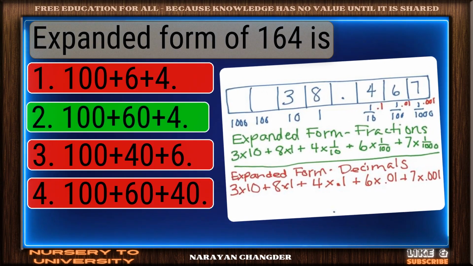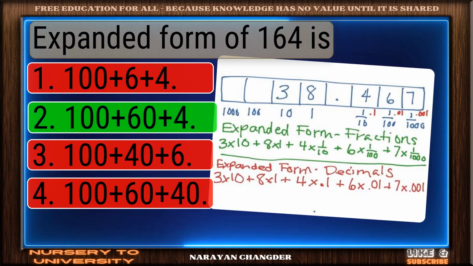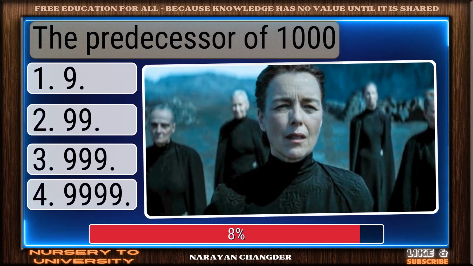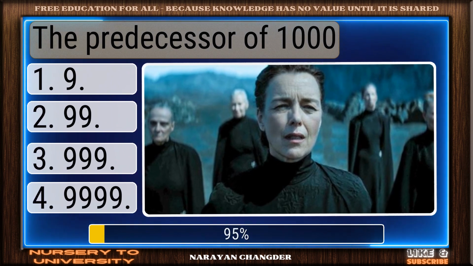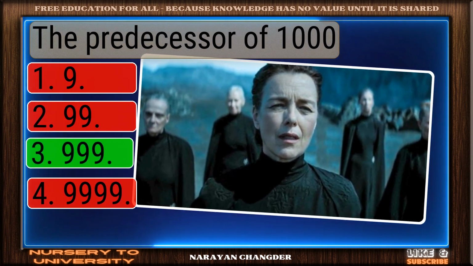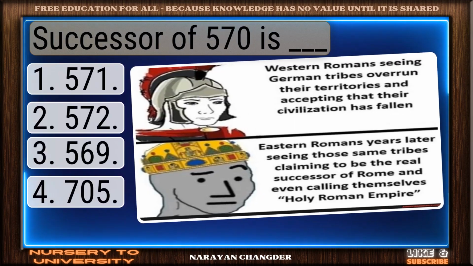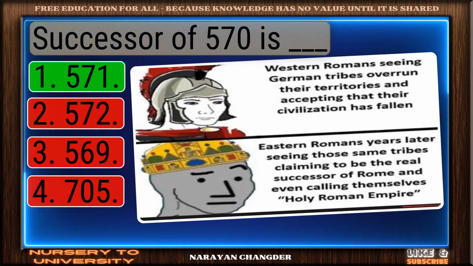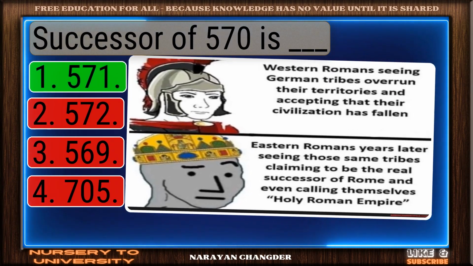Strong choice. 100 plus 60 plus 4 is the right answer. The predecessor of 1000. Exactly. 999 makes sense and it is the right choice. Successor of 570 is... Perfect. 571 is the correct choice.